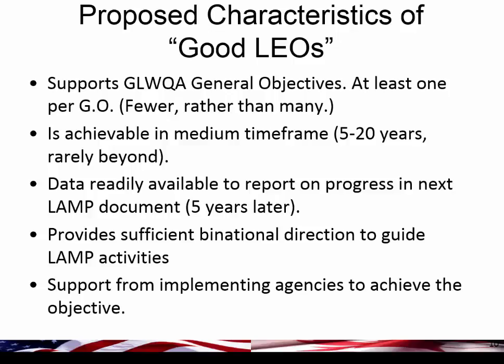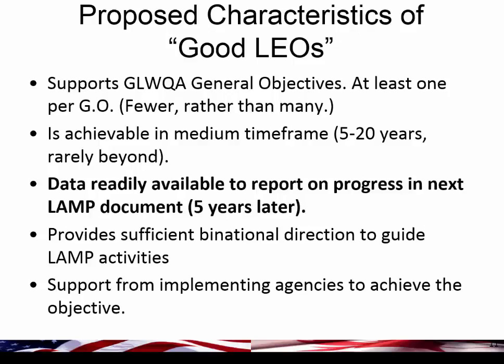One of the major things we did was make sure we began with the end in mind and set up what our criteria was for our first attempt at developing LEOs for a lake. Really, we wanted to make sure we were doing something that was more targeted with fewer rather than many general lake ecosystem objectives, that it was achievable in the near term. And really, this one turned out to be the hardest hoop to jump through. That data was readily available to report on progress in the next 5-year LAMP document.